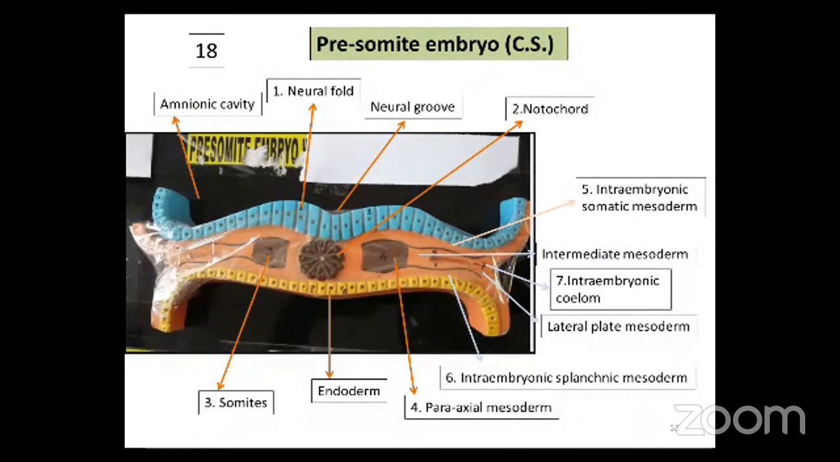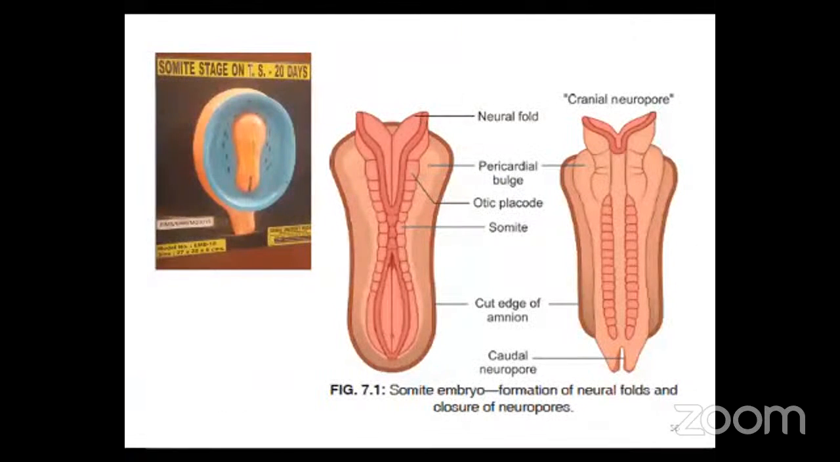This also the same model. You can see this is a trilaminar disc. You should be able to identify neural groove, neural fold, ectoderm, mesoderm, and endoderm. Okay. Then paraxial mesoderm. In the middle is notochord. That also you should be able to identify. Intermediate mesoderm and lateral plate mesoderm you will also see.